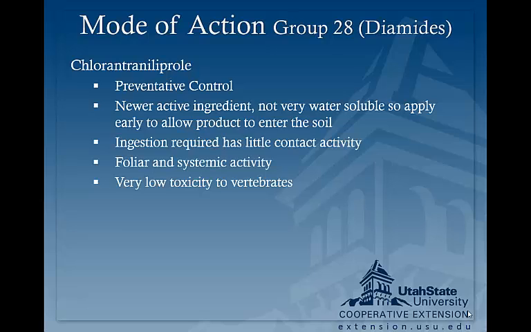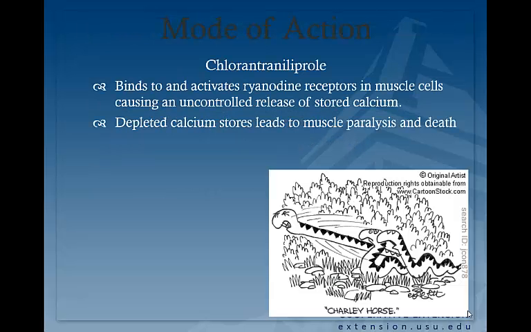So how does it do that? Well, the product is systemic, so it's going to be in the plant. And so when the insect feeds on the plant, it's also ingesting the product itself. So that's how it's active. Very low toxicity to vertebrates, so that's a good thing. So how do these insecticides work? Well, they bind to receptors in muscle cells, and it causes an uncontrolled release of calcium. And so what happens after that? Well, the muscle becomes paralyzed and then the insect dies.